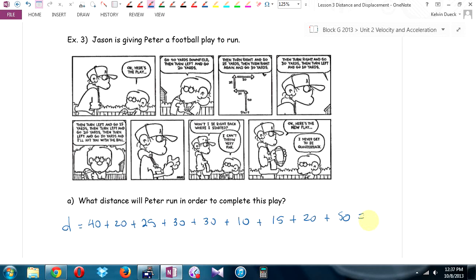Can I do this in my head? 40 and 20 is 60, 85, 115, 145, 155, 160, 170, 190, 240? Yes. Woohoo! All right, let's put yards. We'll make the Americans happy with their stupid imperial system. Okay.